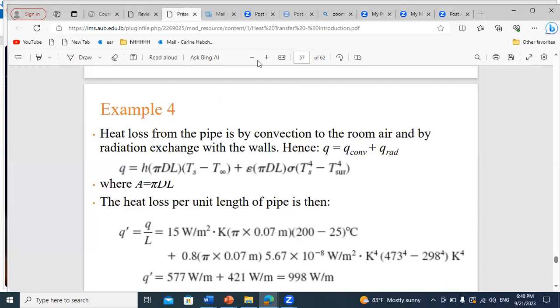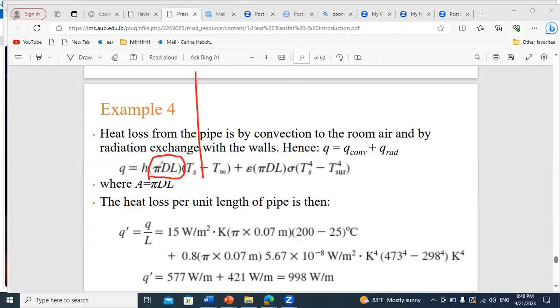As we said, Q out is mainly divided into convection and radiation, and the heat processes that are taking place will be out through the lateral surface, and the lateral surface is pi D L. So this term is the convective flux, h times pi D L times delta T. This is the radiation flux, epsilon pi D L sigma (T surface to the power 4 minus T surrounding to the power 4), while Q conduction is equal to the summation of these two. So this is Q conduction.